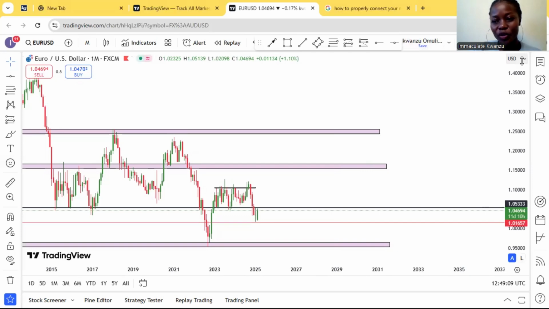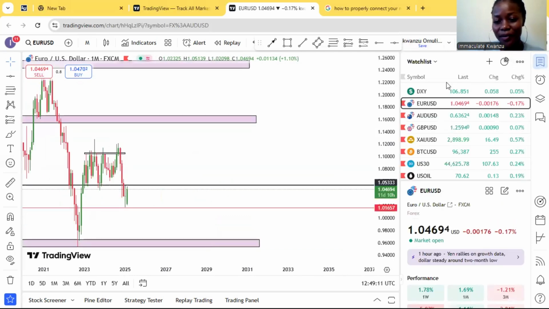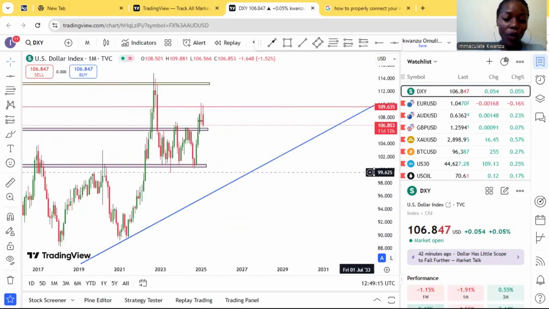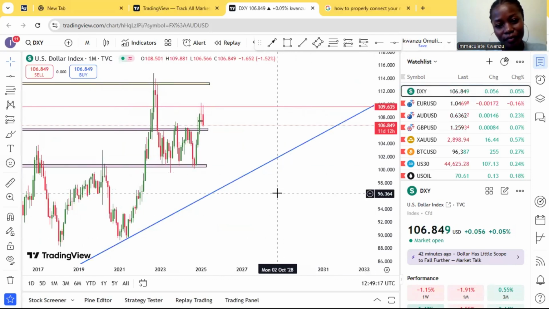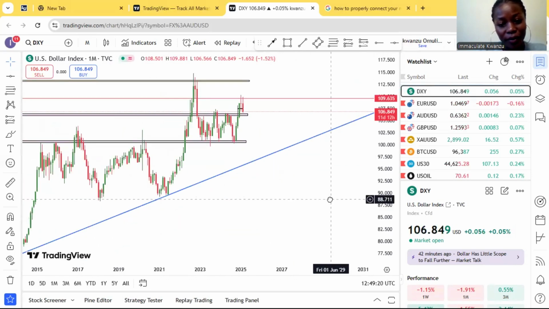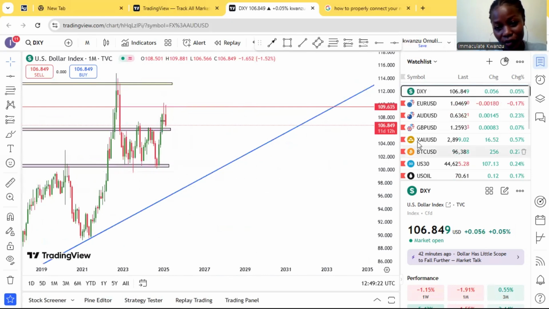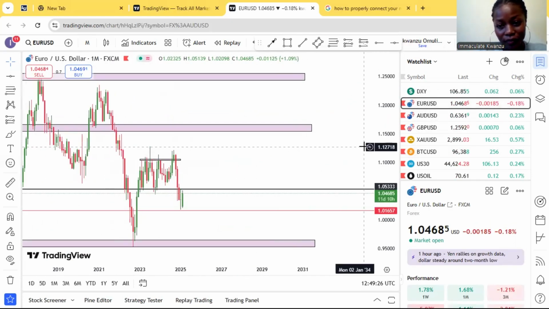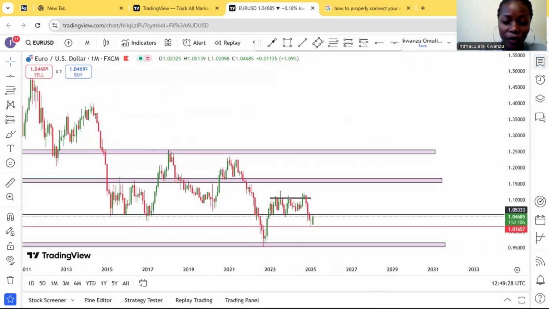Usually, when I'm doing my analysis, I'll start with the DXY because, as you know, the DXY is the mother of all majors. Whatever the DXY is doing, all majors eventually follow suit. But we won't be doing that today. So we go straight to the Euro USD. Either way, the Euro USD is the inverse of the dollar index, so it's the same thing.